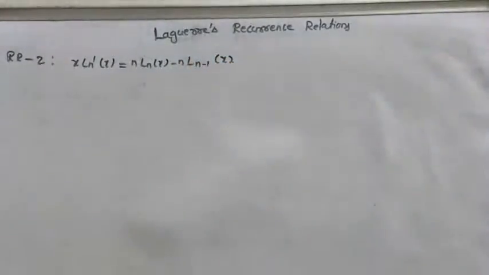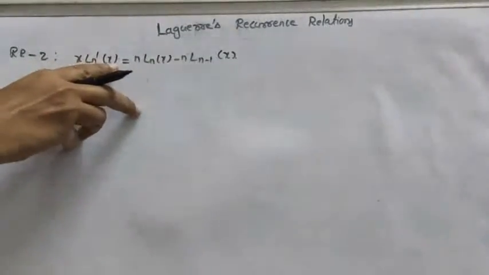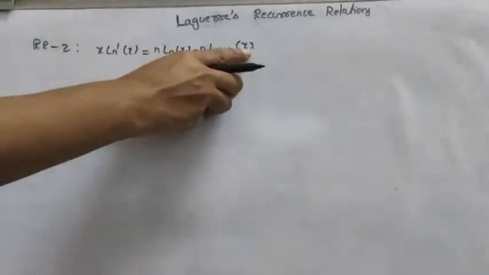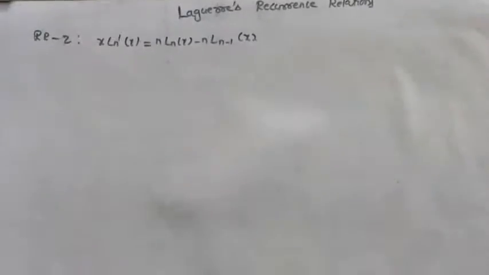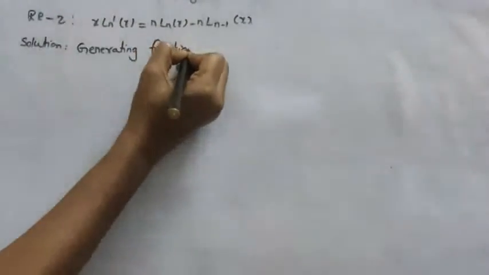So in Laguerre's recurrence relation 2, what we have to prove? We have to show x into Ln dash of x is equal to n Ln of x minus n Ln minus 1 of x. To prove this recurrence relation 2, we are going to consider the generating function of the Laguerre polynomial. So coming to the solution, first we consider the generating function of the Laguerre polynomial.